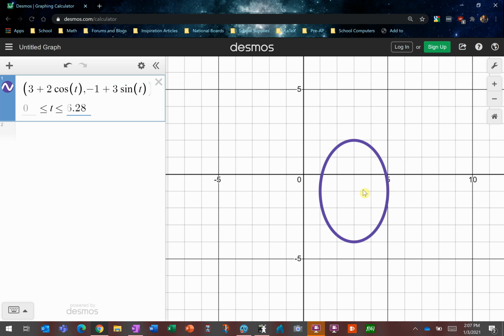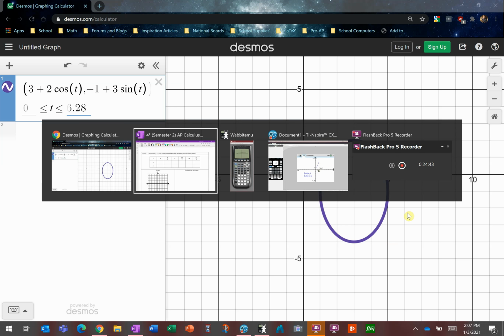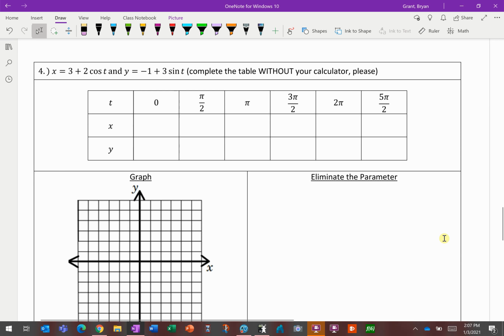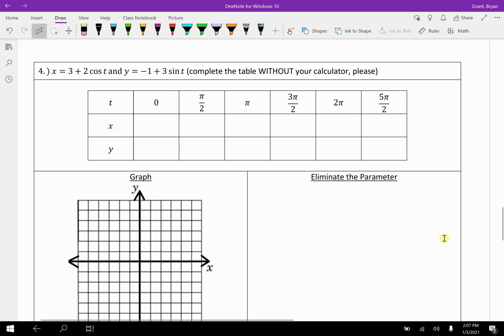So it looks like it completes one full egg, one full ellipse, one full elliptical orbit every 2 pi. Huh. Okay, well, let's go ahead then and try to eliminate that parameter and see what happens.